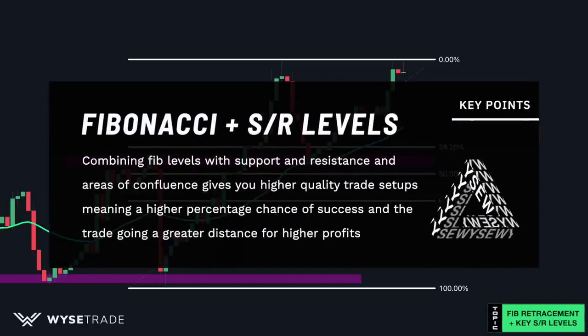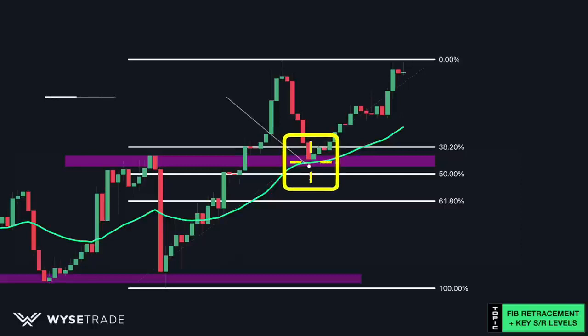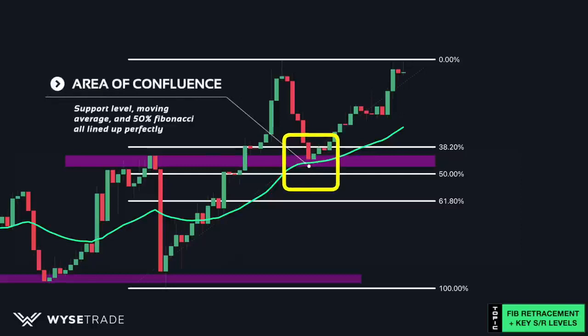Combining fib levels with support and resistance in areas of confluence gives you higher quality trade setups, meaning a higher percentage chance of success and of the trade going a greater distance for higher profits. So this reversal point here gives you a key level. This here is your area of confluence, where the support level, moving average, and Fibonacci all lined up perfectly.